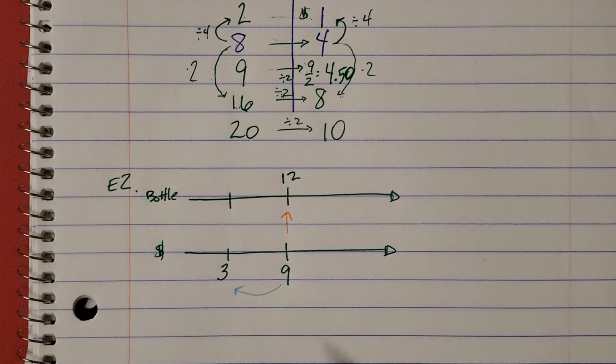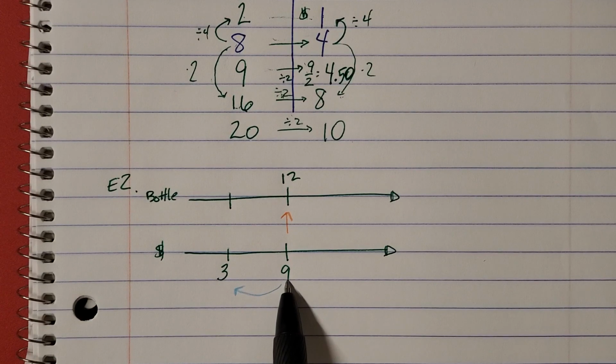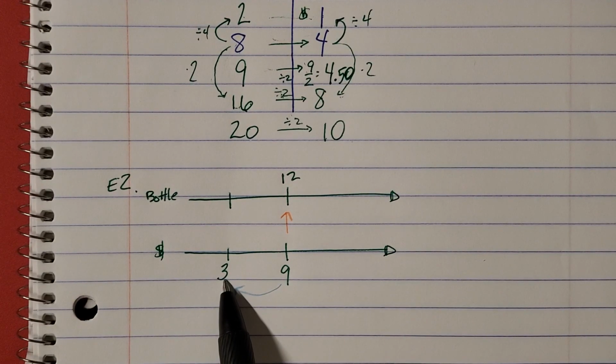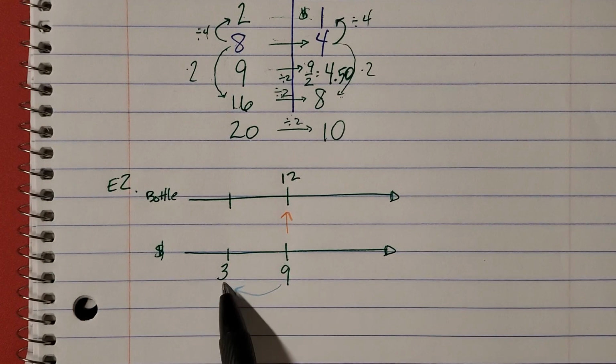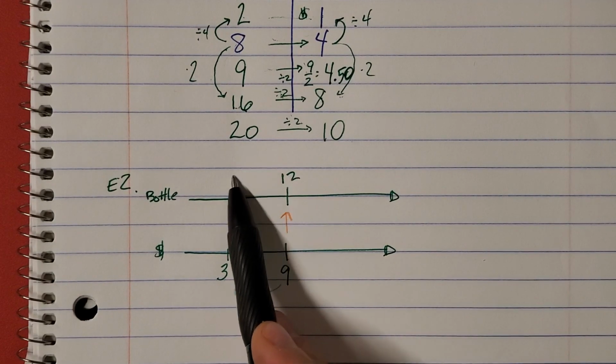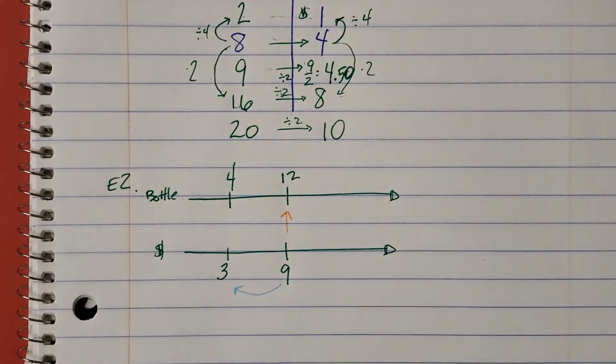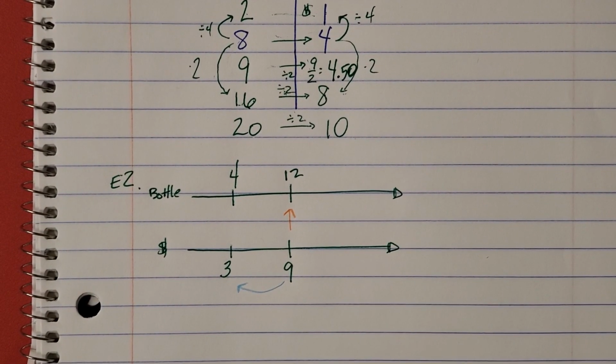Either way, I kind of like this blue one going this way because, well, I know that 9 divided by 3 is 3. I don't know this one very easily, but I can divide by 3. 12 divided by 3 is 4. I'm going to get 4 bottles for $3.